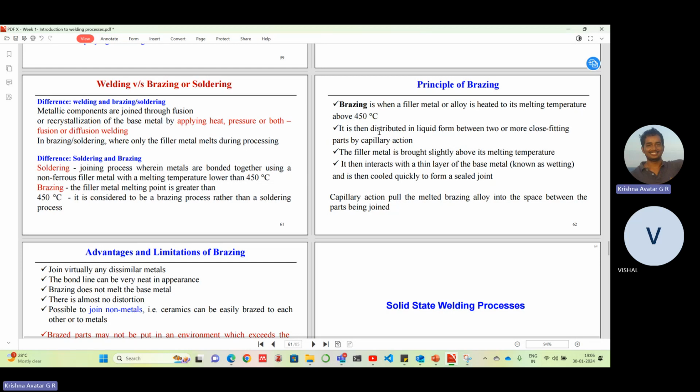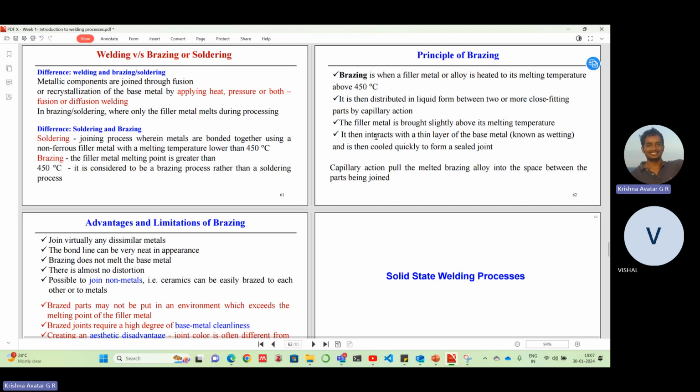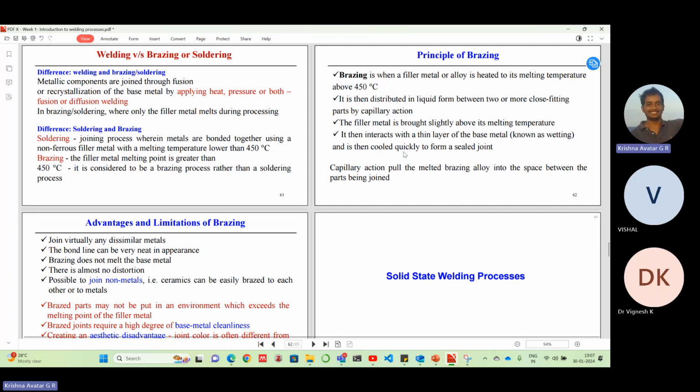In brazing, the filler is distributed in liquid form between two or more closely fitting parts by capillary action. Okay? What happens is that the filler material is brought slightly above its melting temperature, which then interacts with the thin layer of the base metal, which is known as wetting, and is then cooled quickly to form the sealed joint. It's because of the capillary action, which pulls the melted brazing alloy into the space between the parts being joined.